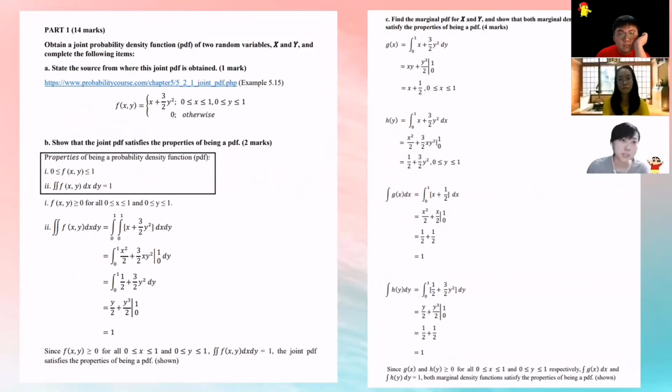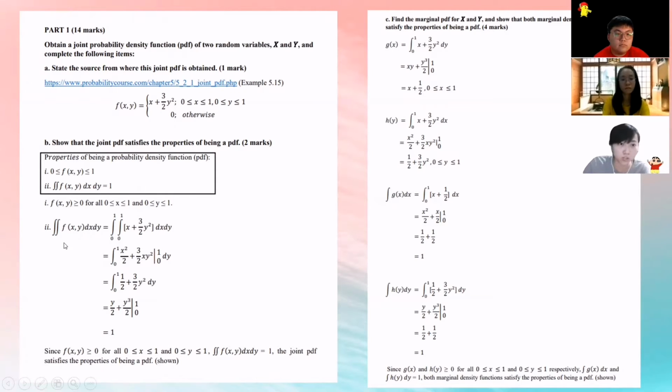For part b, the question asks us to show that the joint PDF satisfies the properties of being a PDF. For your information, for the properties of being a PDF, we have to show that fxy is always greater than or equal to 0, and also when we integrate fxy with respect to x and y, we will get 1. Obviously, when we substitute any values of x and y between 0 and 1, we should get fxy larger than or equal to 0.